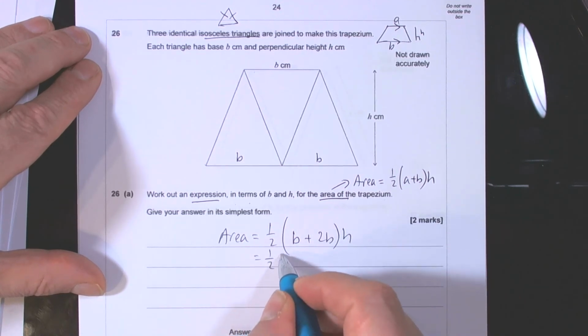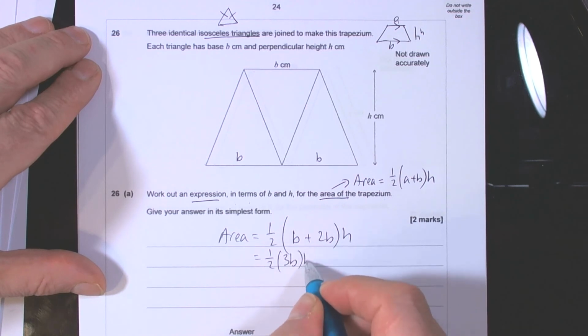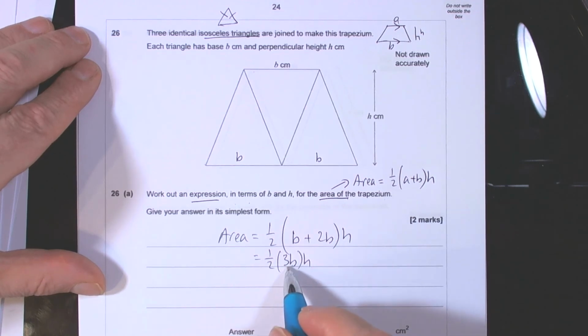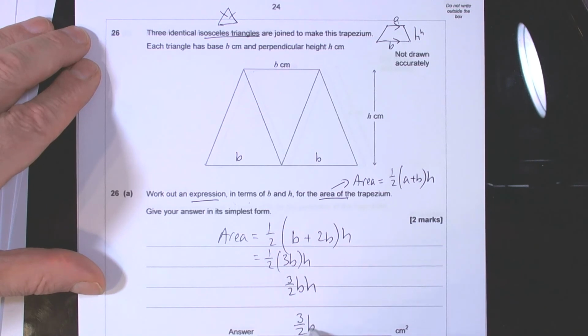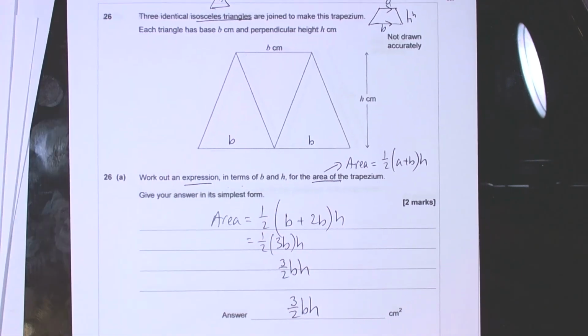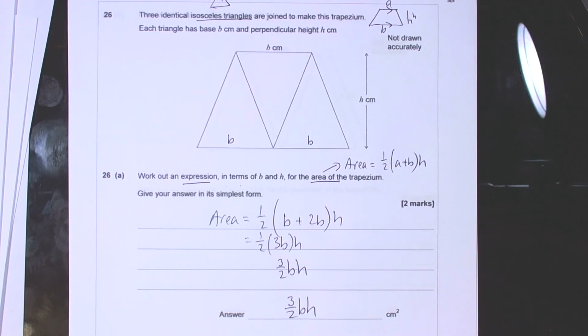So that's going to be a half of 3bh. Well, a half of 3b is 1.5b, so that's going to be 3 over 2 bh. So it'll be 3 over 2 bh. Okay, so that's how that question could be done.